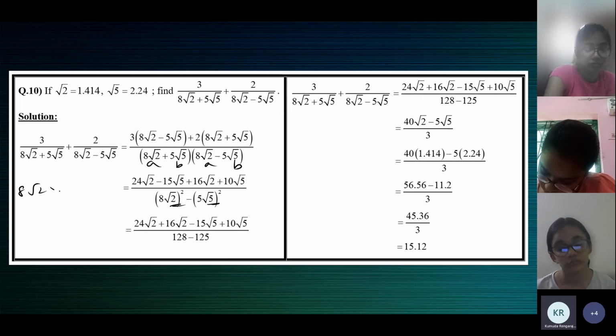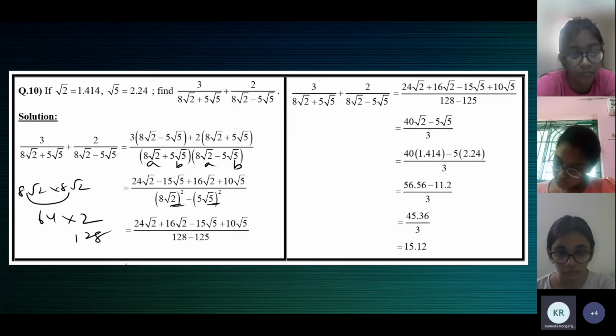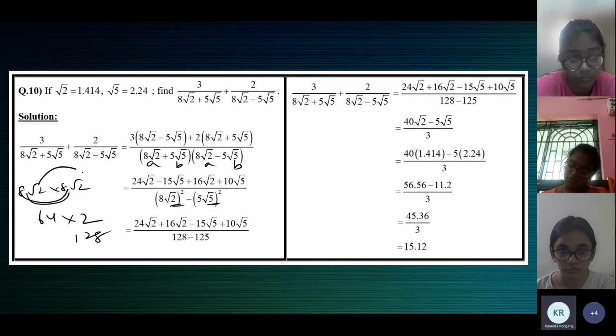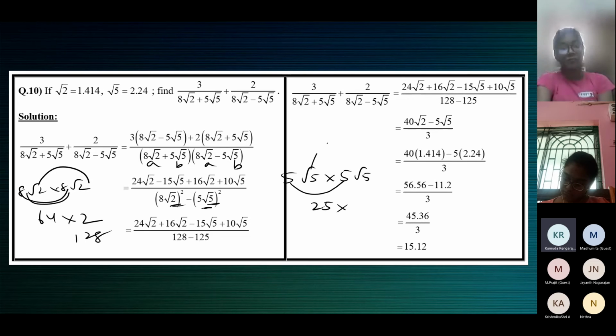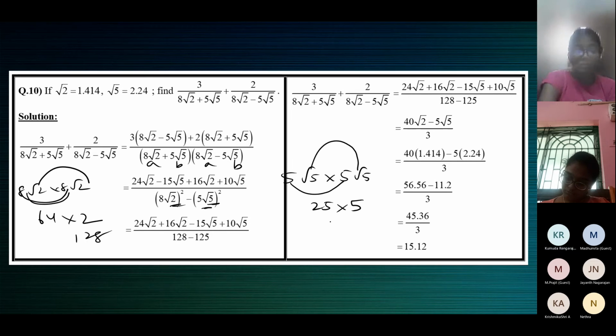8 root 2 into 8 root 2. 8 8s are 64. Root 2 into root 2 is 2. So 64 into 2 is 128. And here 5 root 5 into 5 root 5. 5 5s are 25. Root 5 into root 5 is 5. 25 into 5 is 125.